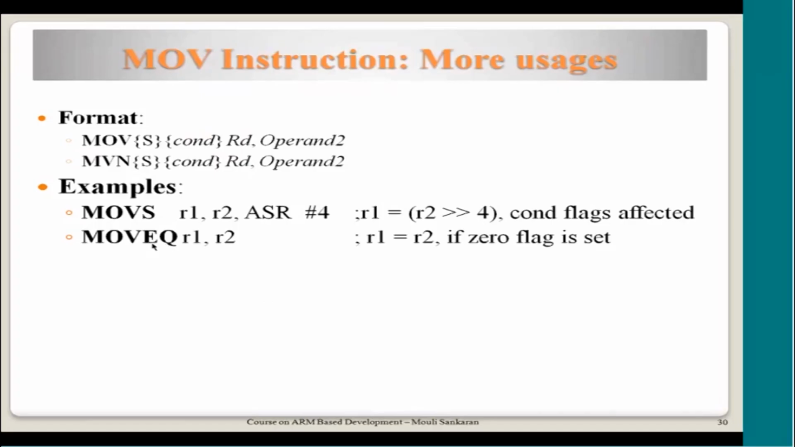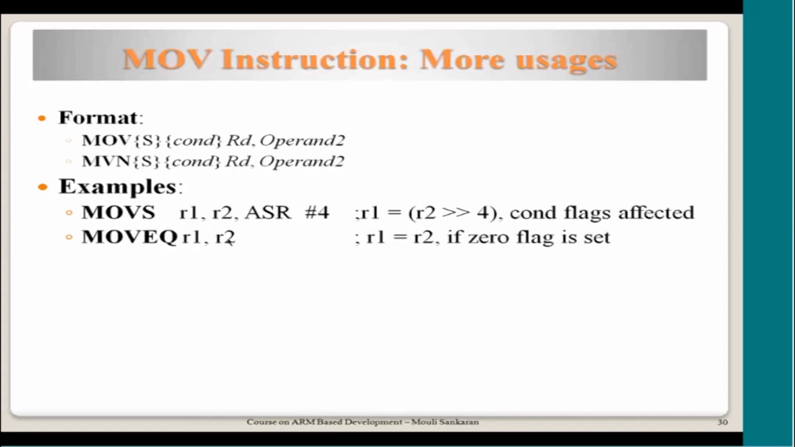Suppose this instruction follows the previous instruction, and you allow this move instruction to impact the CPSR. Based on that value of the zero flag, this will be executed. If the zero flag is set, then it will be executed. Otherwise, it will not be executed at all.